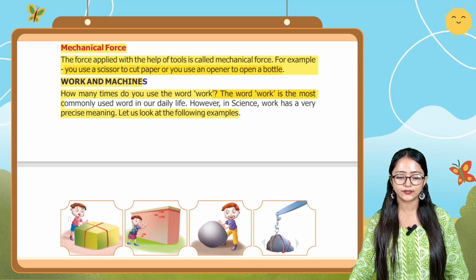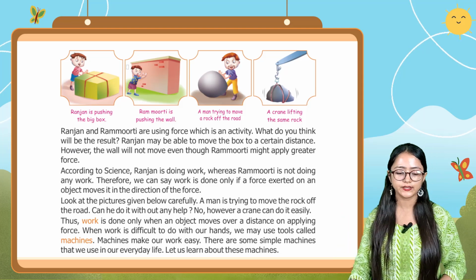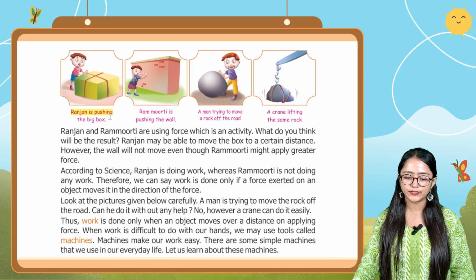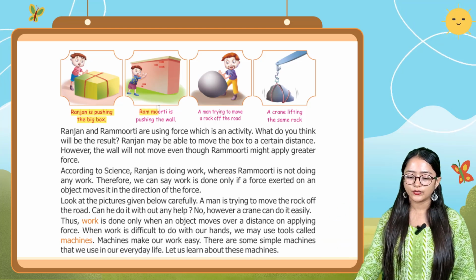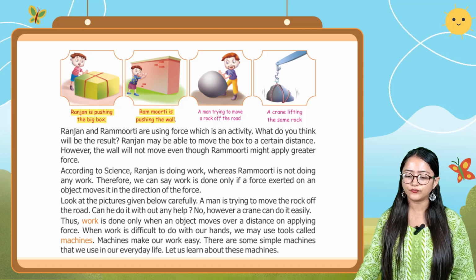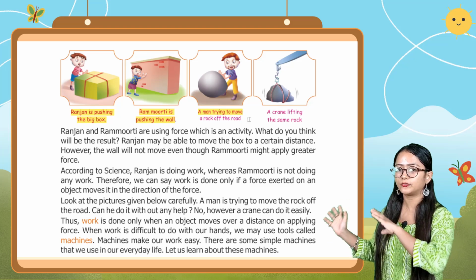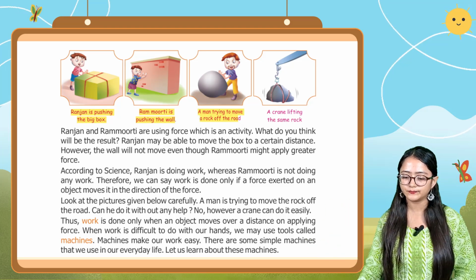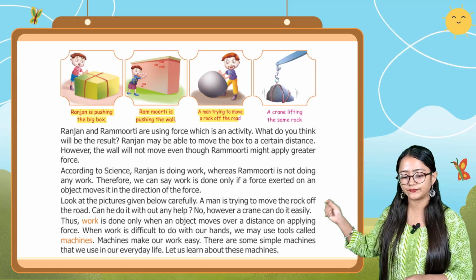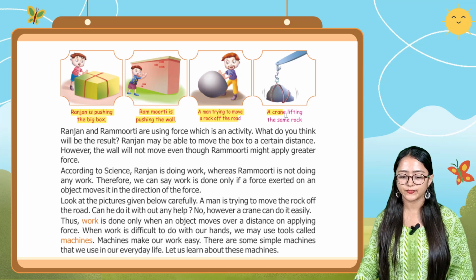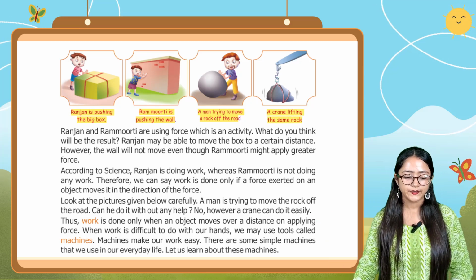As you can see in this figure, Ranjan is pushing the big box. And here you can see Ramurthy is pushing the wall. Now here you can see a man trying to move a rock off the road. Basically, a man is applying force on the rock to move it away from that road area. Then a crane lifting the same rock. The crane is lifting that same particular rock.